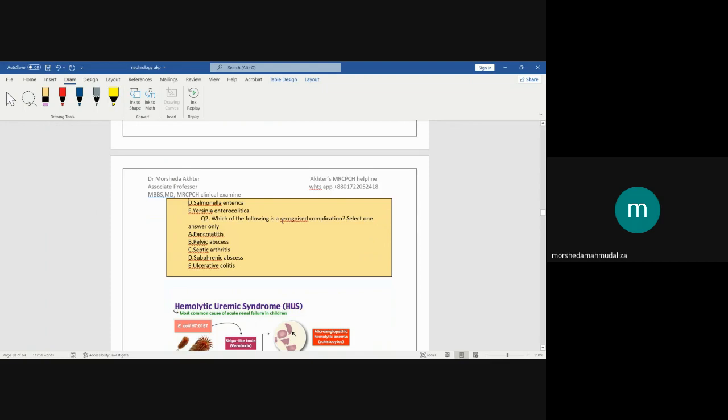What is the following recognized complication? Pancreatitis, pelvic, septic arthritis, subphrenic ulcerative colitis. So pancreatitis is a complication.